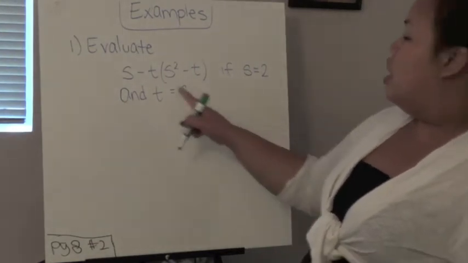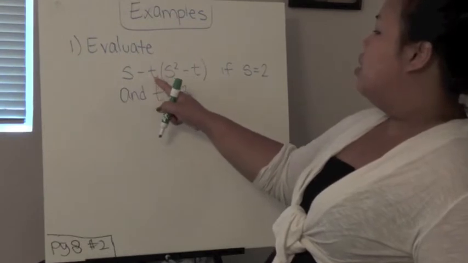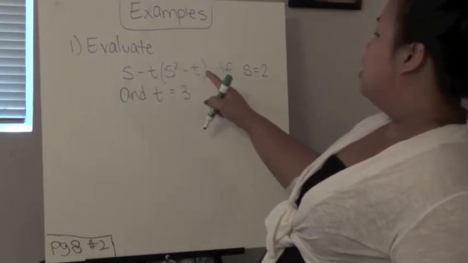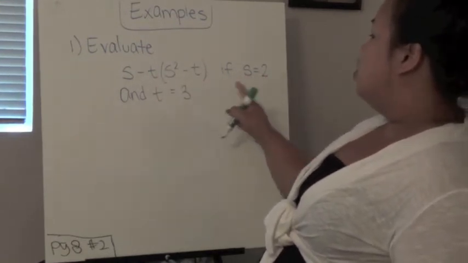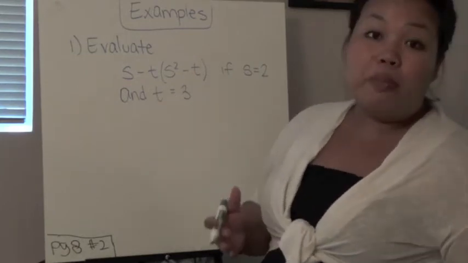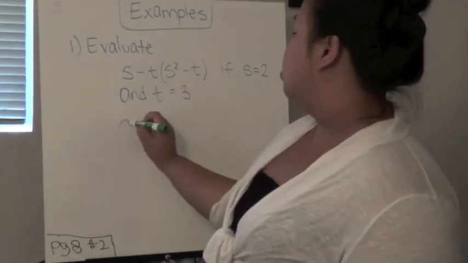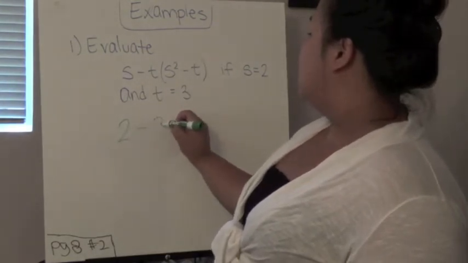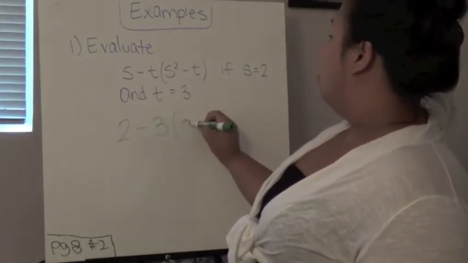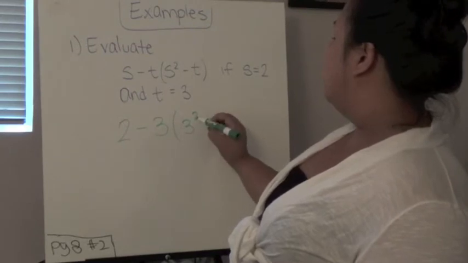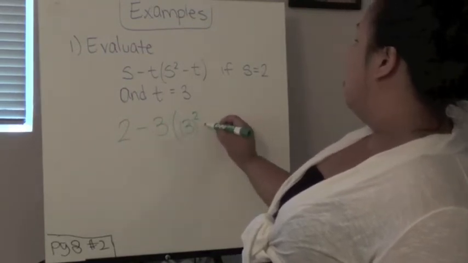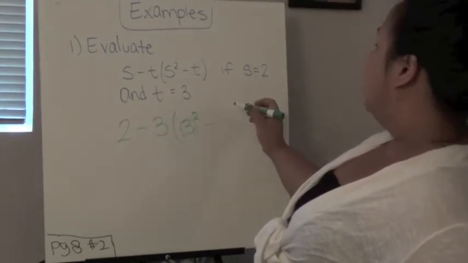So here they give us the equation s minus t, parentheses s squared minus t. And they give us s for 2 and t for 3. So let's start by filling in the variables. S is 2, so this is going to be 2 minus 3 squared, we'll put another parentheses in there, minus t, which is 3.